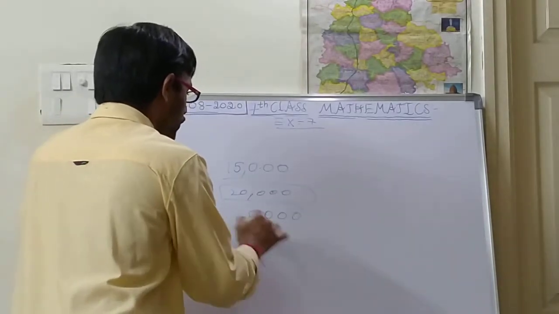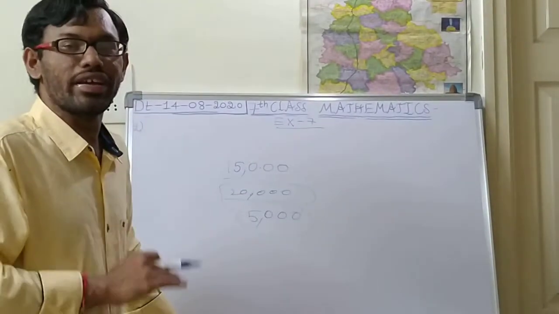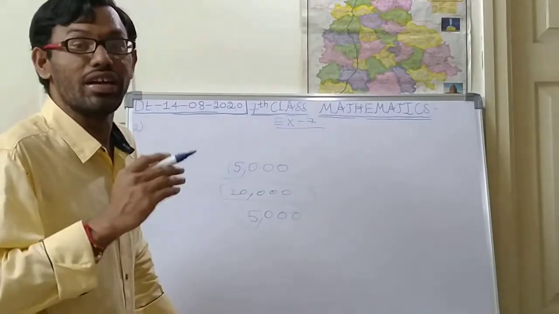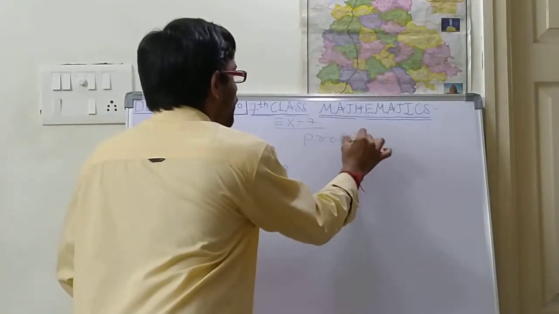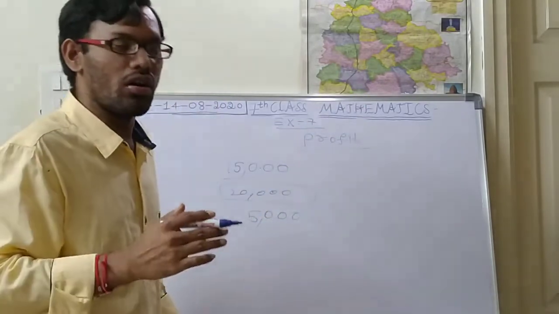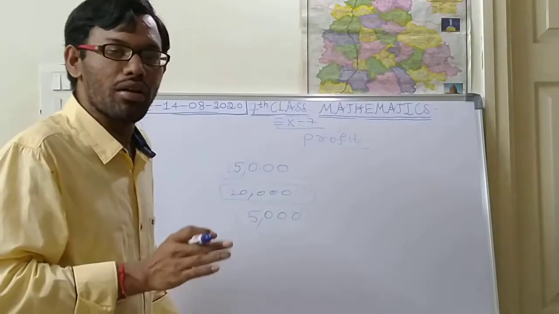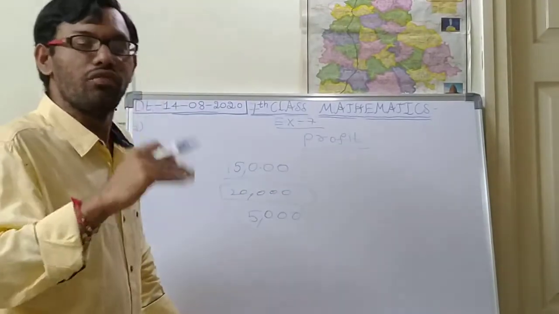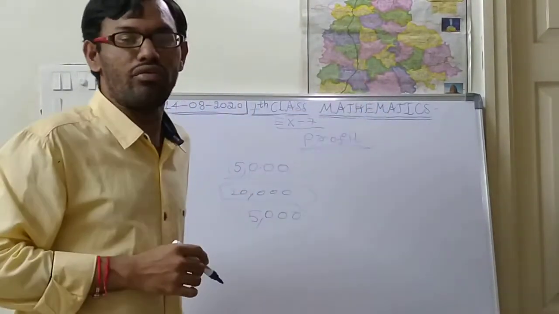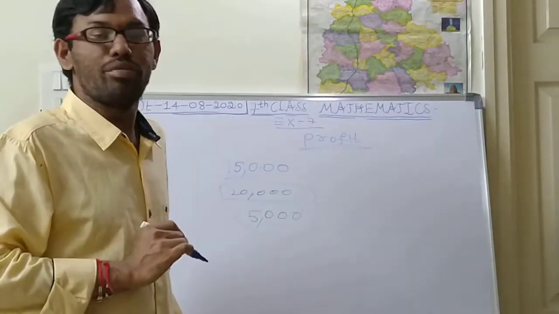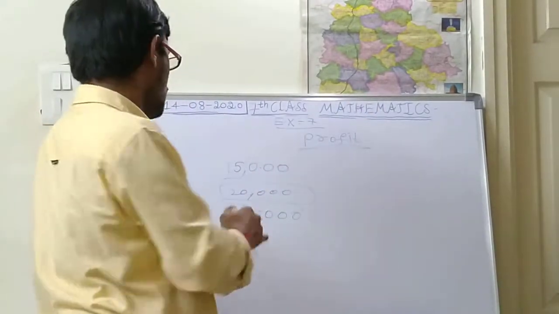So you got 5,000 rupees as extra money. Whatever money you are getting extra, that is called profit. Profit, P-R-O-F-I-T. Suppose you have sold something, and instead of the MRP price, if you got extra money, that extra money is called profit. Okay. In Telugu we call it labham. So that is the thing.